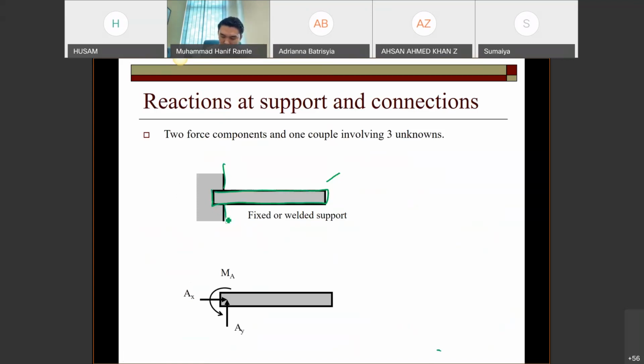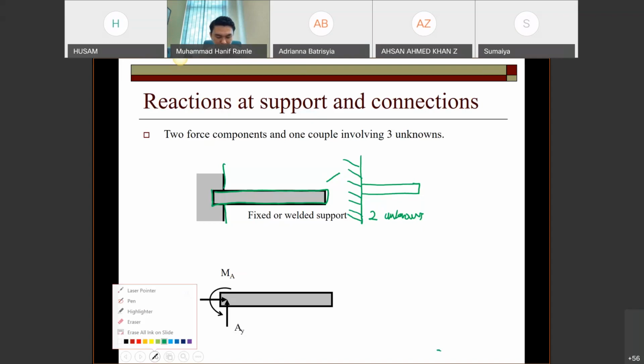It is different like this. If the system only touches the wall, it only involves 2 unknowns. But if the rigid body is fixed inside the wall, it will involve 3 unknowns. Okay, 3 unknowns.